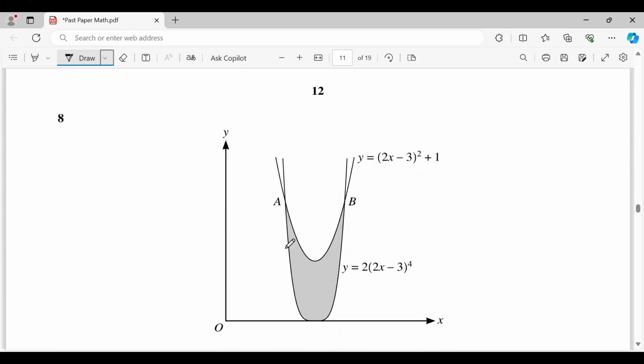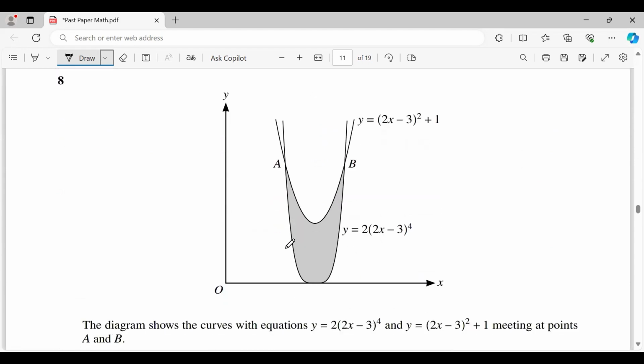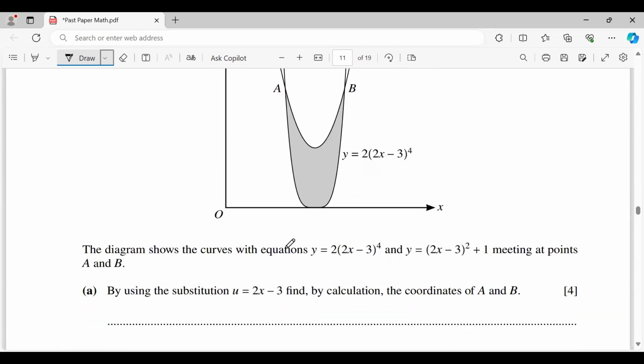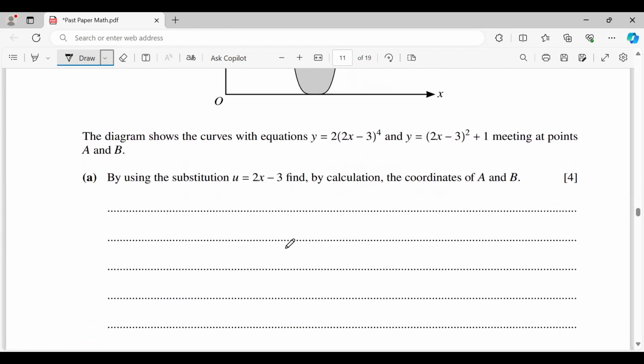Right, now number 8. Look at this graph. Two curves. The diagram shows the curves with equations y equals 2 times (2x minus 3) to the power 4, and y equals (2x minus 3) squared plus 1, meeting at points A and B. By using the substitution u equals 2x minus 3, find by calculation the coordinates of A and B.